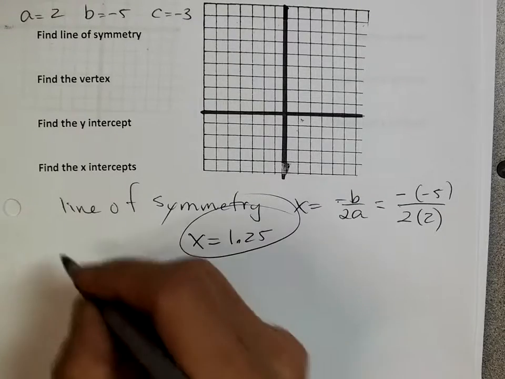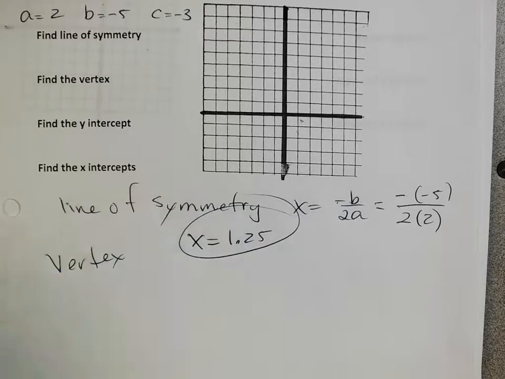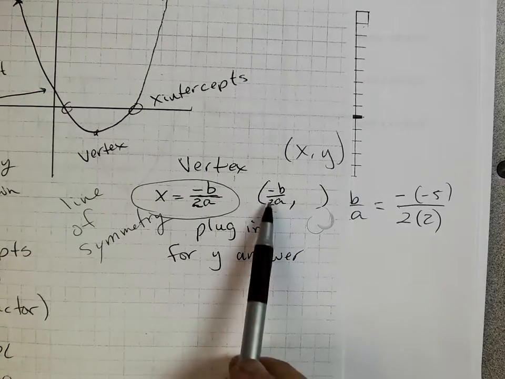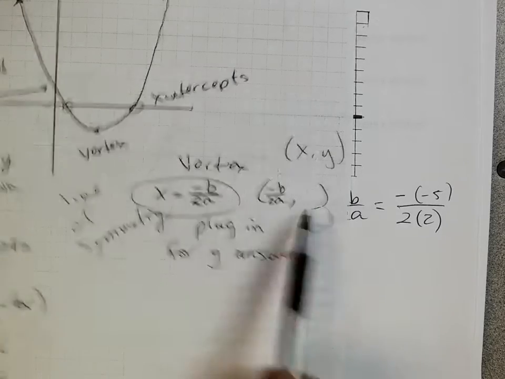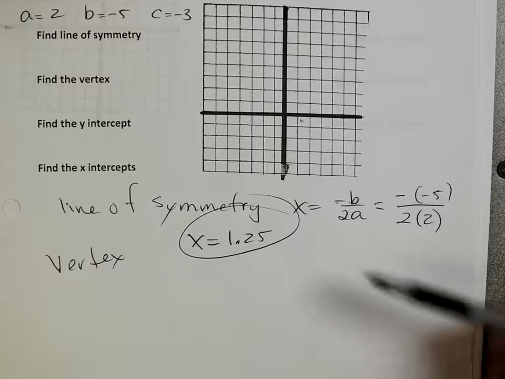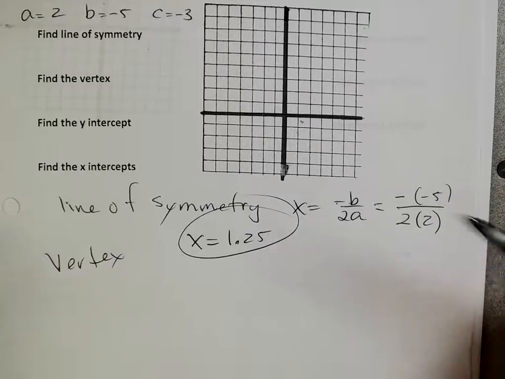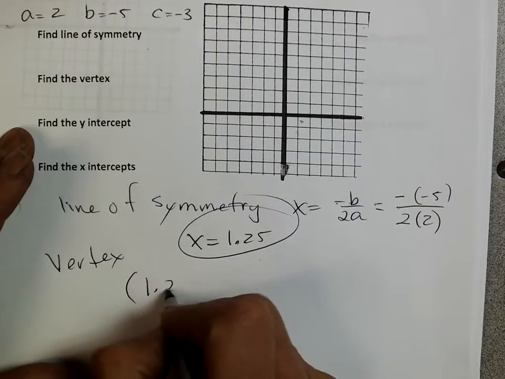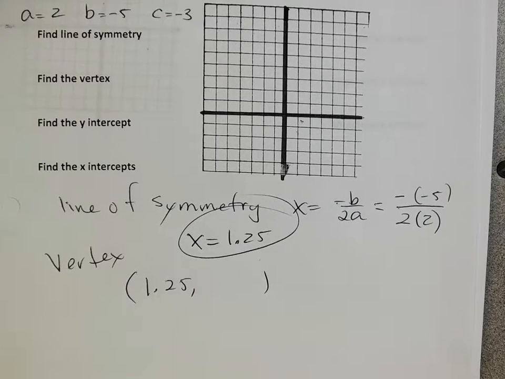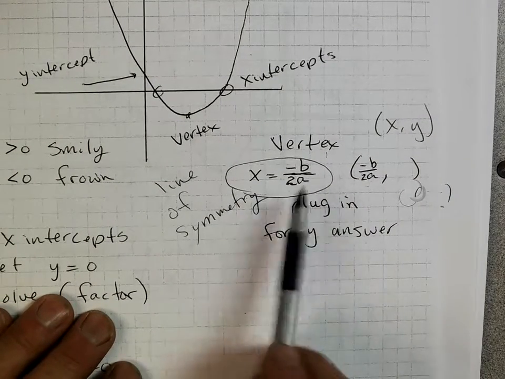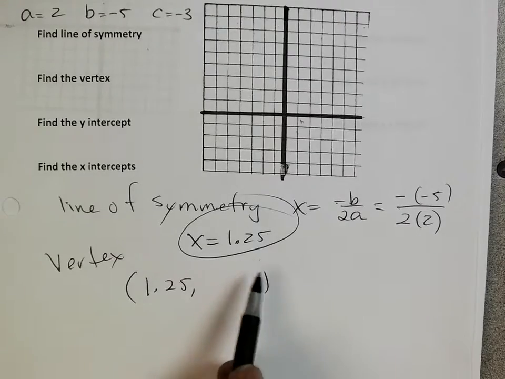Okay, now the vertex. Again, if I look at our little sheet, the vertex is a point, some x, y. It says negative b over 2a, comma, something, because we know the vertex is on the line of symmetry. So we know the x value of the vertex has to be that 1.25. If I look at my little notes, it says plug in for y answer. So I'm going to plug my 1.25 into my equation.